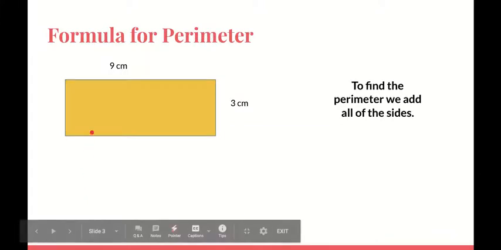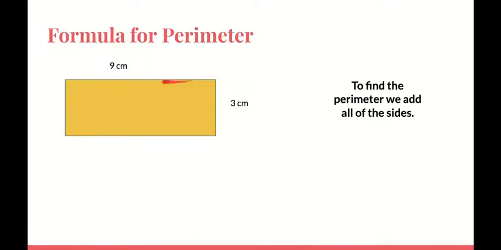This week, and then we also learned perimeter. So when you do perimeter, you find all the sides. You add up all the sides. Here, only 2 sides are labeled. So the opposite side of 9 centimeters would also be 9 centimeters. And the opposite side of 3 centimeters would be 3 centimeters. So when you add them all up, you would get 24 centimeters.